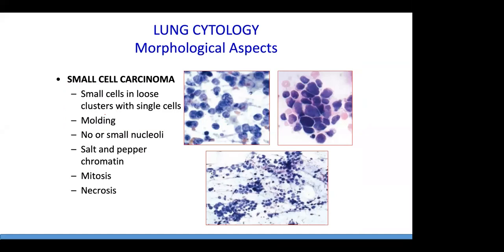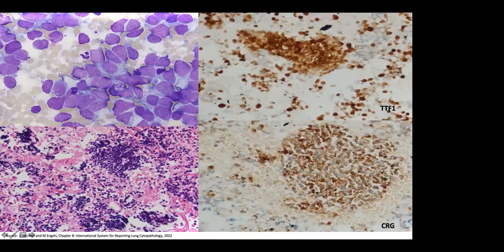Small cell carcinoma. So these are the classical criteria that most of you know: molding between the nuclei, dirty background, salt and pepper chromatin. When you have a cell block, sometimes you have this crushing artifact that you saw also in the small biopsies. Here you see the molding. Sometimes the small cells are not so small, as you can see here, but they are TTF1 positive, and in this case, chromogranin positive.